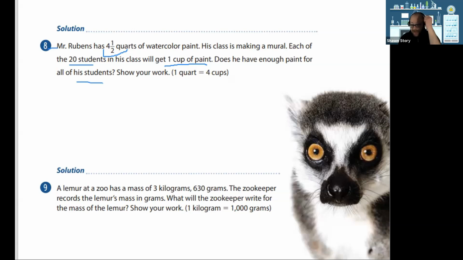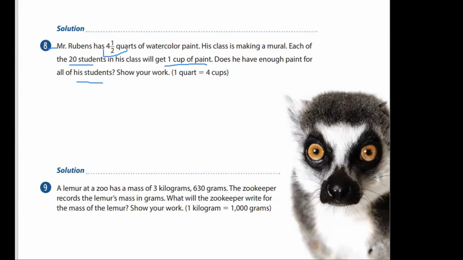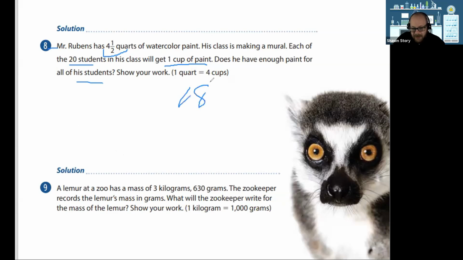Let's see what we got. Consensus. Is there enough paint for all the students? Yes or no? No. Eva, Christina? No. Why? There's only 18 cups. Very good. There are 18 cups.